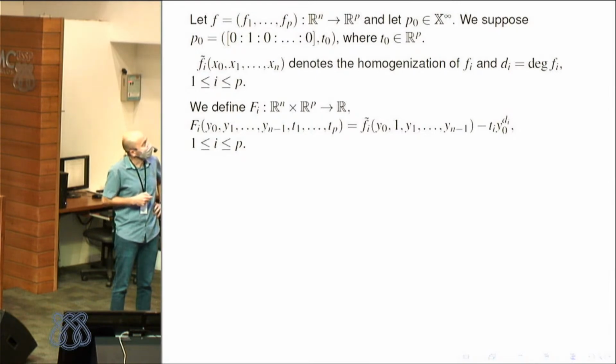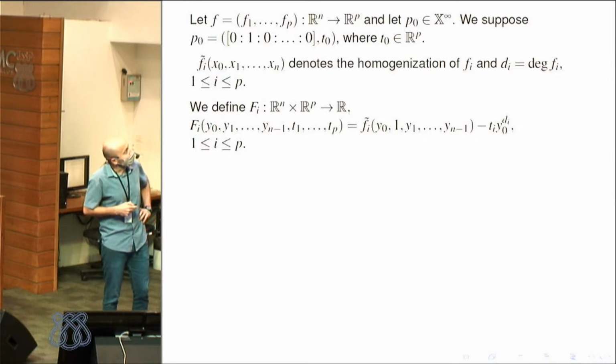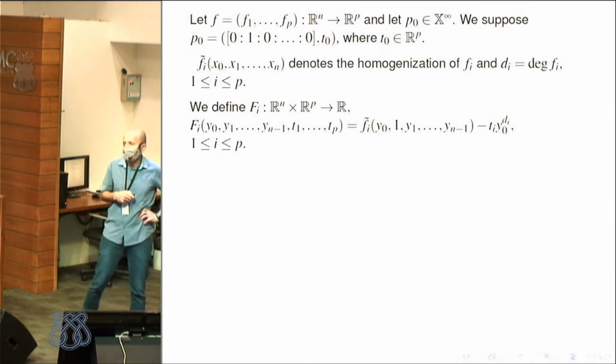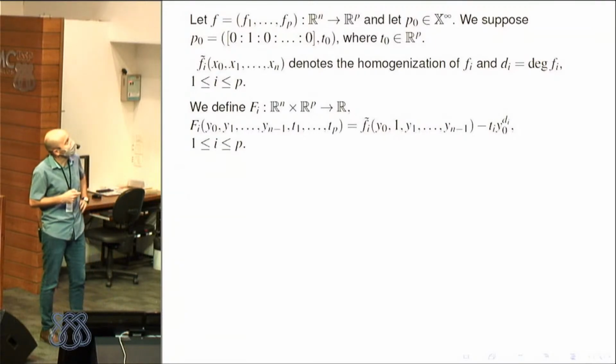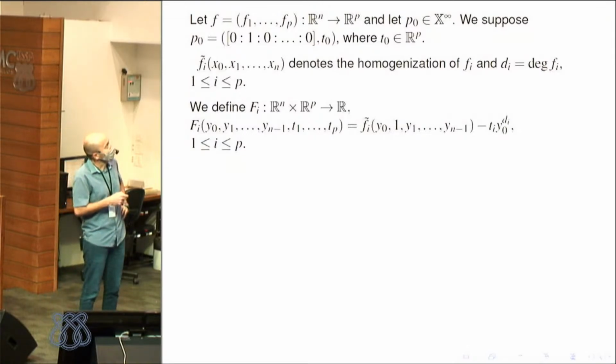You take the homogenization of Fi. You use this coordinate system in Rn: y0, y1, up to yn-1. In particular, when you consider the origin of Rn, we have the identification with the point P0 in Pn. di is just the degree of Fi. So you consider these functions for each i.